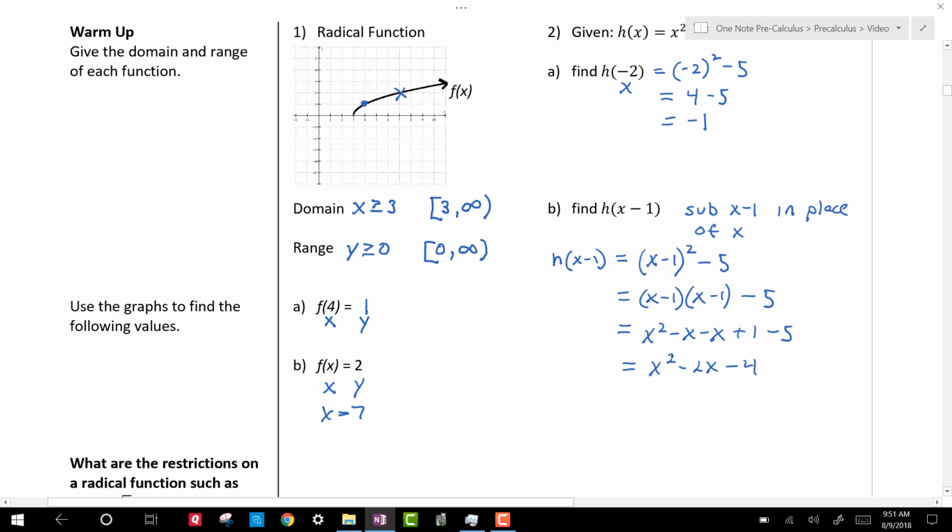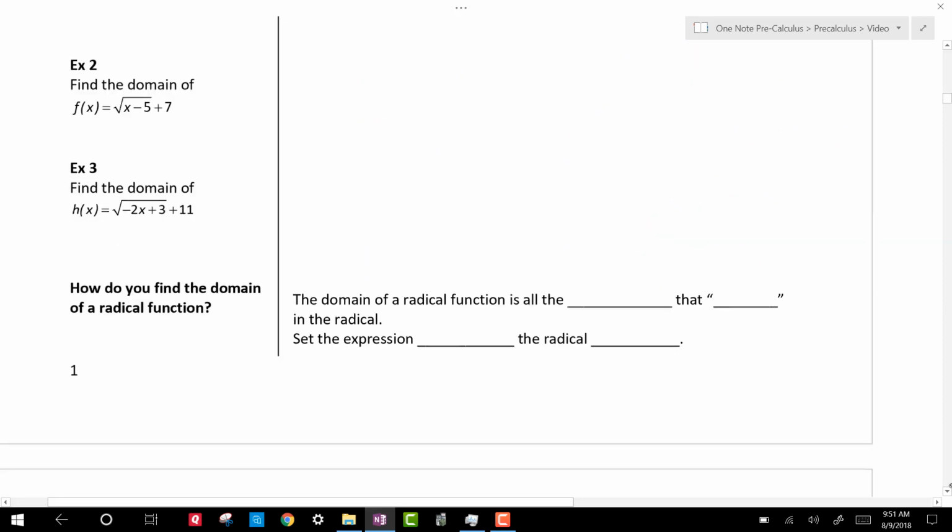So if it just simply said to substitute it, I would put x minus 1 in and stop right here at the beginning. But we're going to assume that we're going to simplify unless it says otherwise. All right, whoops.